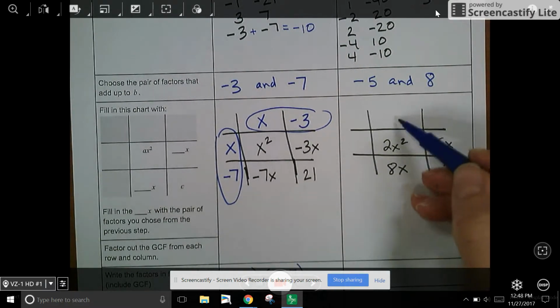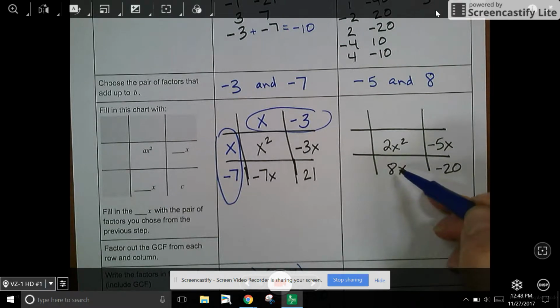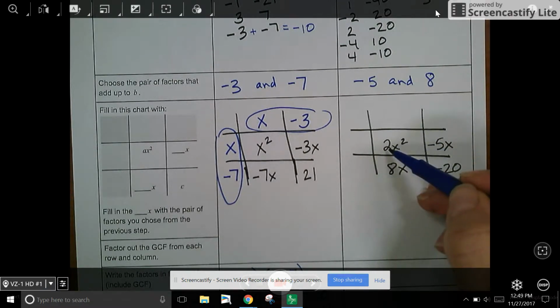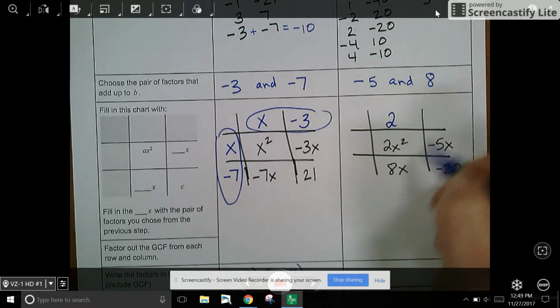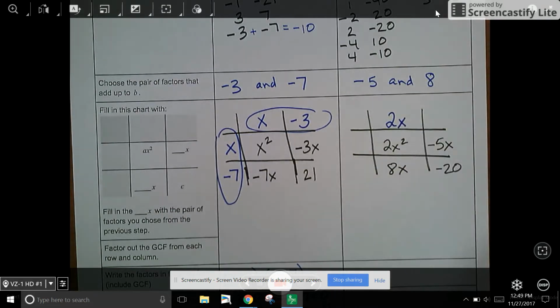So I'm going to start here and look for my GCF to pull out. I need to find the largest number that goes into 2 and 8. I'm going to try 2. 2 can go into 2, and can 2 divide into 8? It sure can. So 2 is a GCF, and they have one x in common.